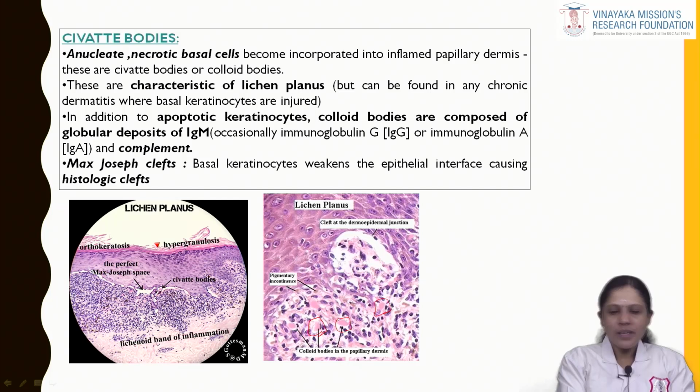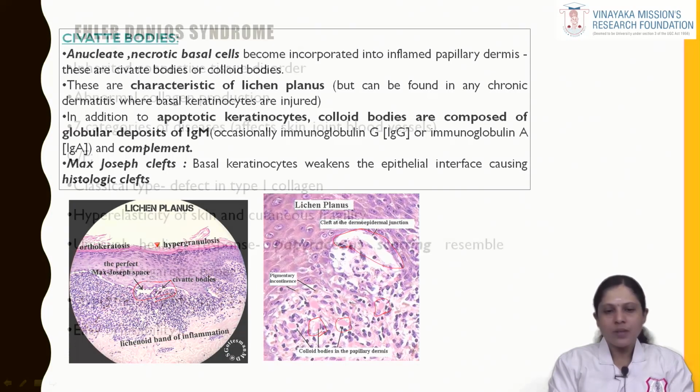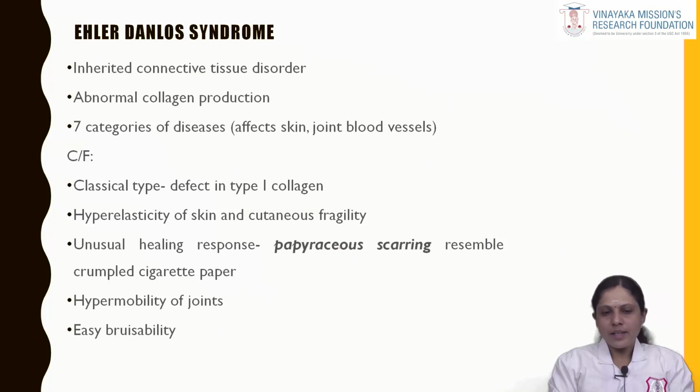So the basal keratinocytes weaken, the epithelial interface is also weakened, and this leads to histologic cleft-like spaces over here. These are known as Max Joseph's clefts. So this is about oral lichen planus.